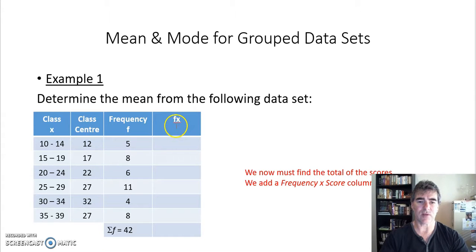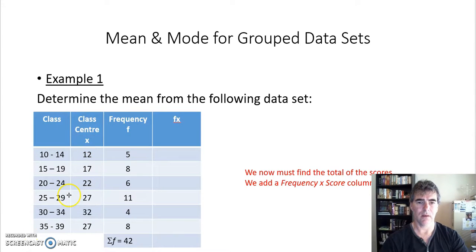What I also need to do is put an fx column. Like algebra, there's no sign in between. That's f times x. My f is my frequency. My x is my score. In fact, we're going to use our class center. So I've corrected that. So there's my x for my class center.